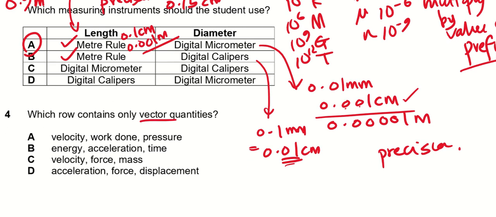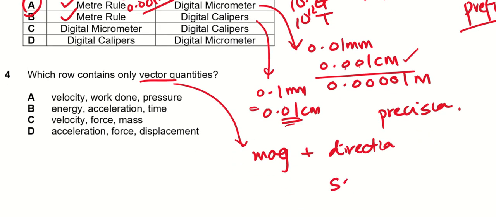Now, which rule contains only vector quantities? Vector quantities means have magnitude and direction. Whereas for scalar, it is only magnitude. All right.